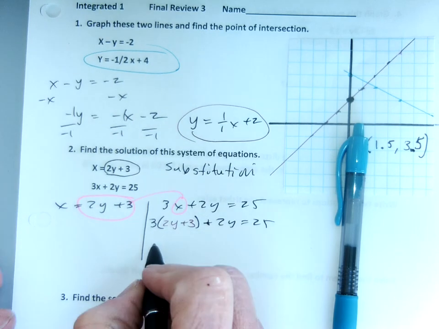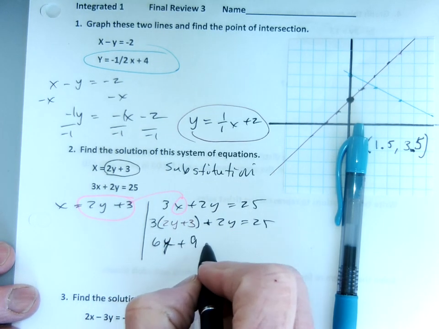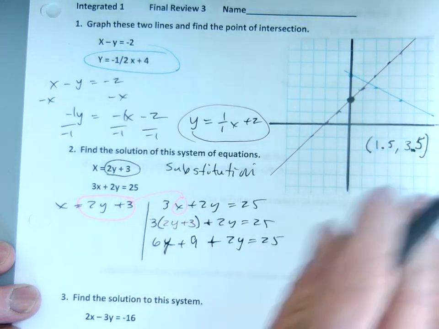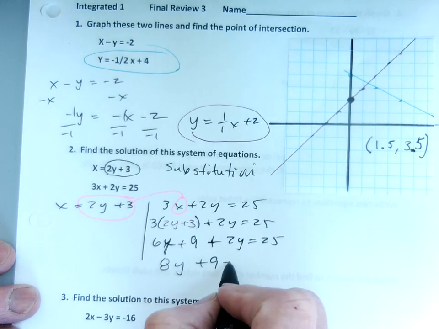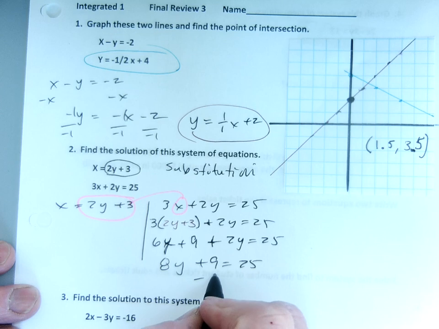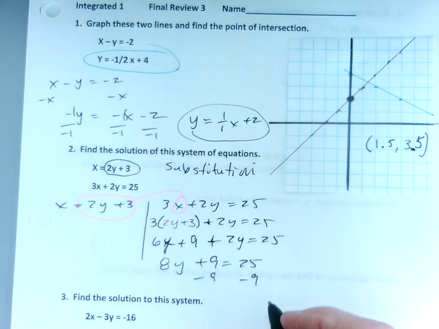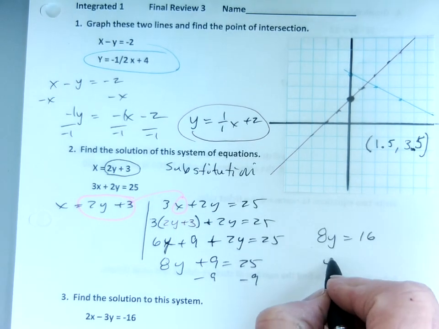I'll distribute: 6y plus 9 plus 2y equals 25. I'll combine my y's. I'll have 8y plus 9 equals 25. I'll subtract 9, what is that? 14, 16? Should be 16, right? 25, subtract 9, should be 16. So I'll have 8y equals 16. I'll divide by 8, and y is 2.